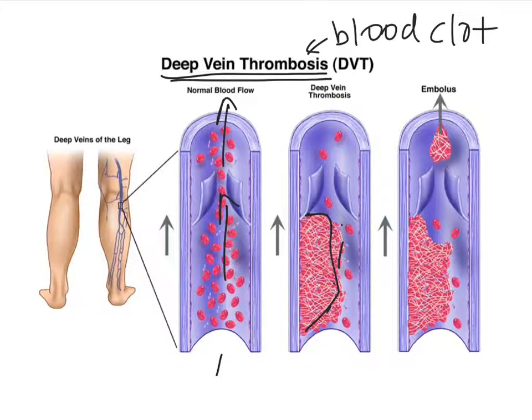You get into trouble when a piece of the clot breaks off and travels, and that's when it becomes an embolus. So it's a traveling blood clot. And you don't want an embolism.